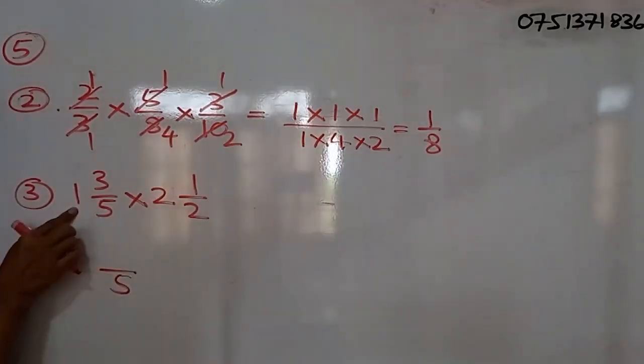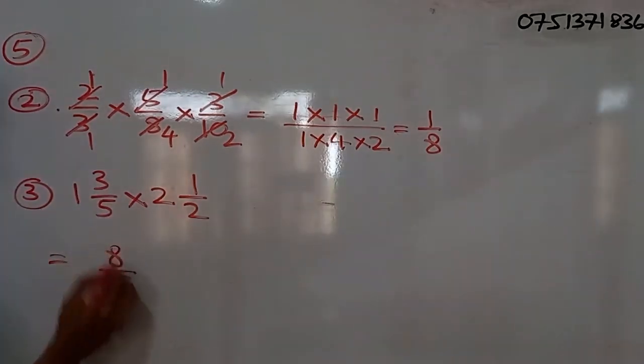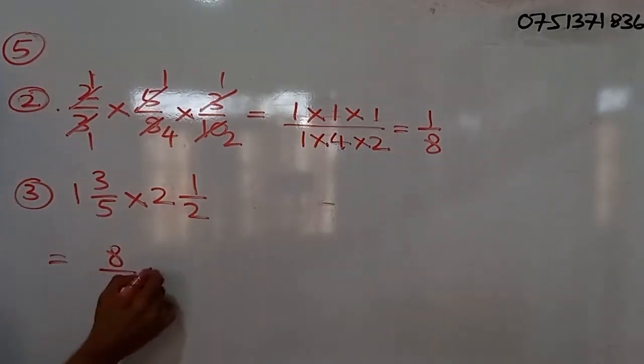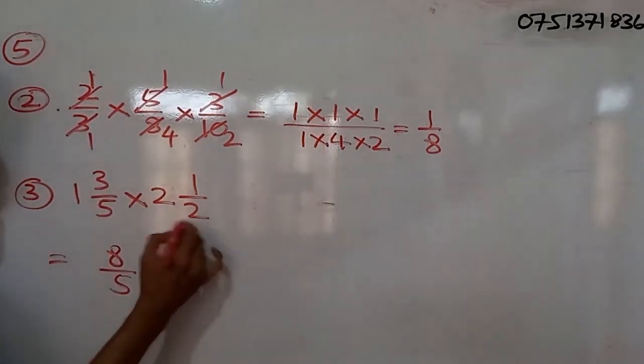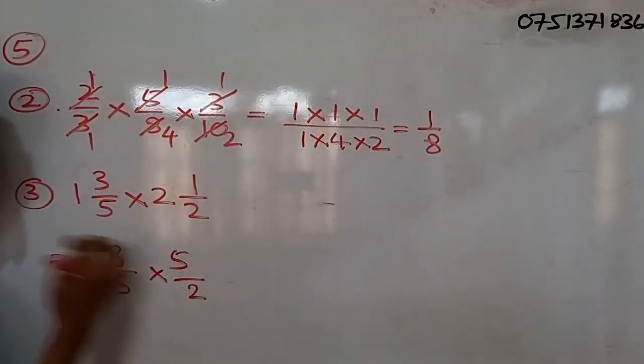5 times 1, we know that is 5. Then add another 3 to that. So I get 8 by 5 as the fraction here. Then the denominator will be 2. 2 times 2, that is 4. Add the 1, it becomes 5.